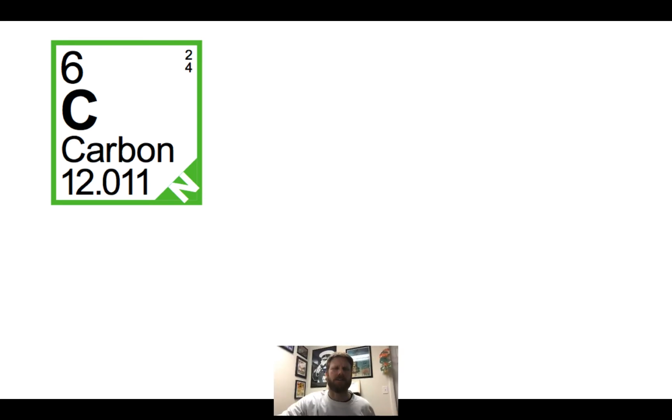On any element box on the periodic table, there are two predominant numbers. One of them is a whole number, the other one's a decimal. The whole number is the atomic number, the number of protons in any atom of that element. And the decimal number is actually something called the average atomic mass.